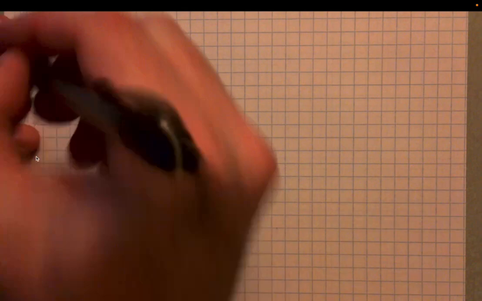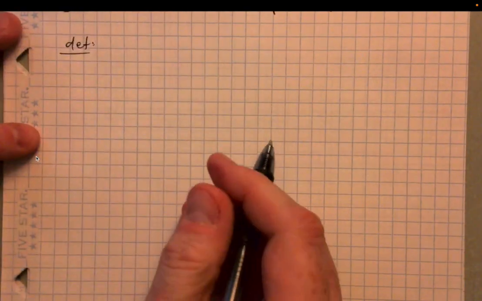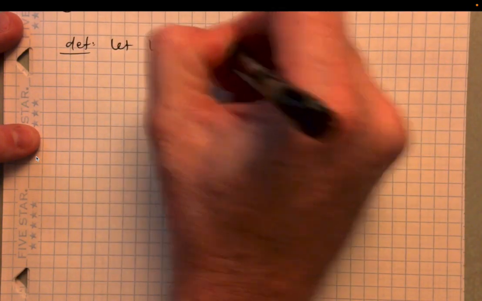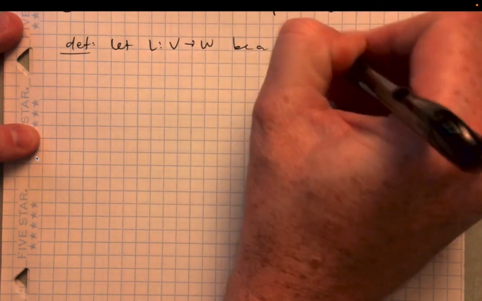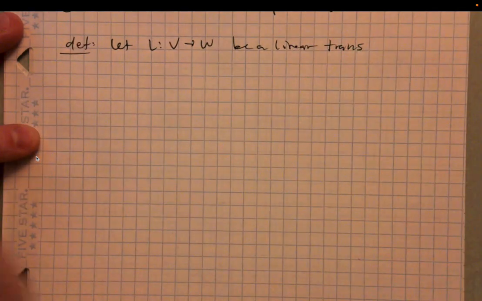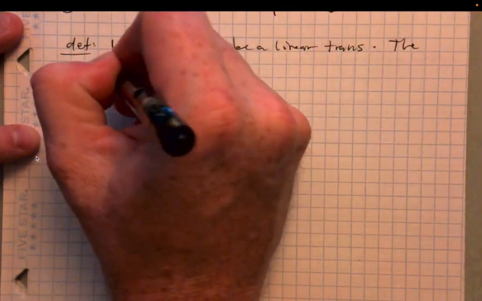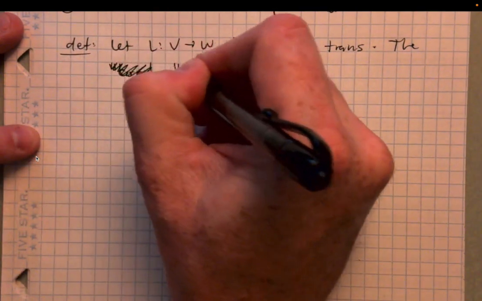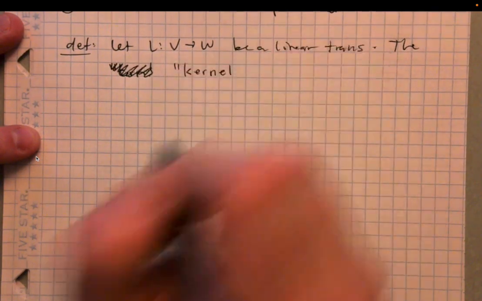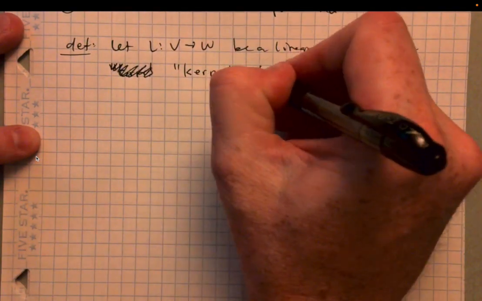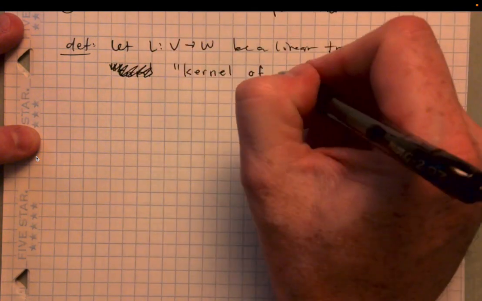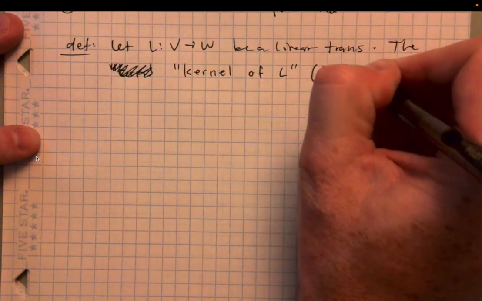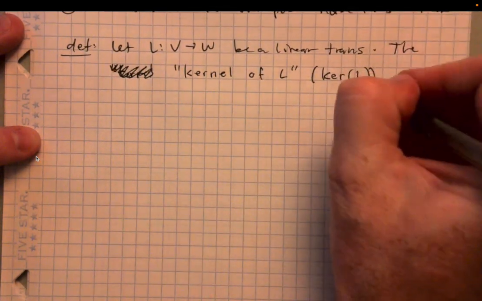Okay, so definition: we're going to let L be a linear transformation from V to W. Okay, so we've got a linear transformation. The kernel, sorry, let me write that so you can actually read it. The kernel, and we usually say the kernel of the transformation itself, the kernel of L, is denoted by just ker and then the name of the transformation.